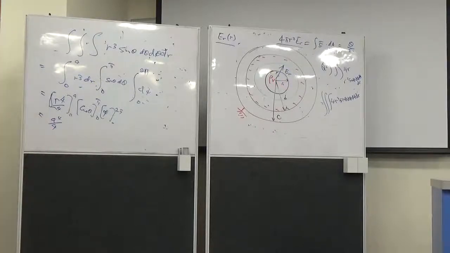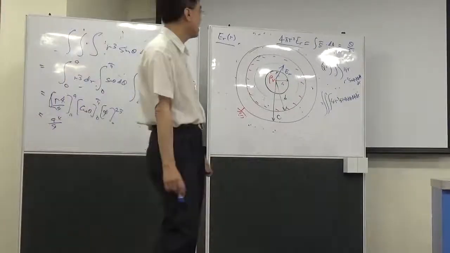Cosine theta, cosine pi is equal to -1, right? Cosine pi is equal to what? -1. Hey, how come I got a sign wrong?